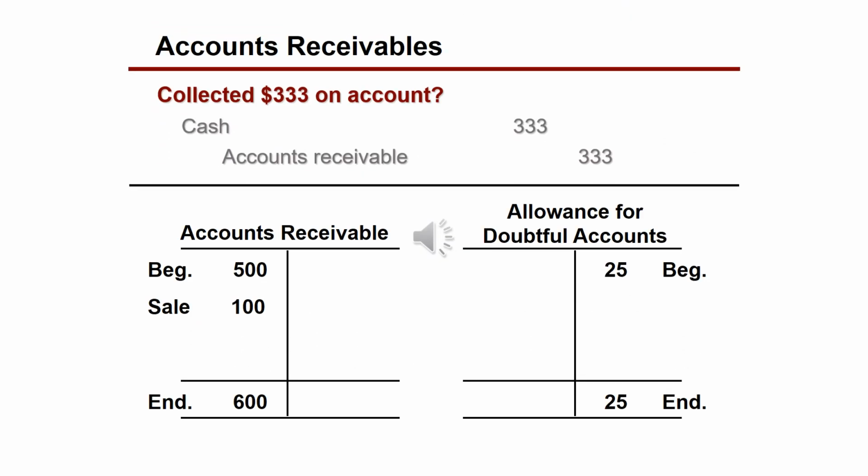And here the example assumes that the company has collected $333 in cash from those accounts receivable. So of course, once we collect that amount, we're going to debit cash and credit accounts receivable. And of course, we're going to post that change into our ledger accounts correspondingly. So we're going to go to the accounts receivable ledger account and post the $333 collection on the credit side of the accounts receivable, which adjusts our accounts receivable balance from $600 down to $267.